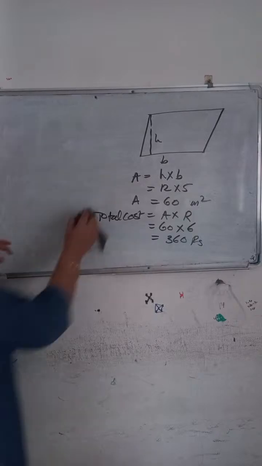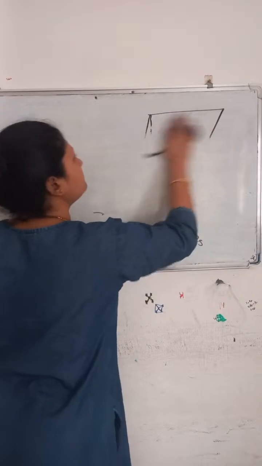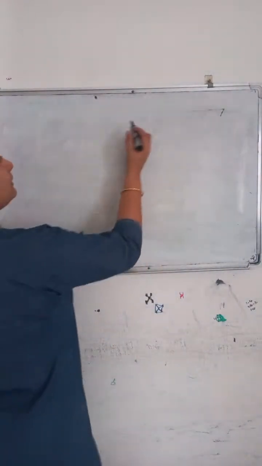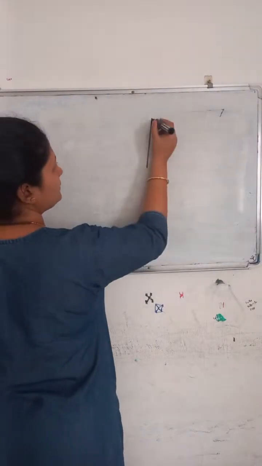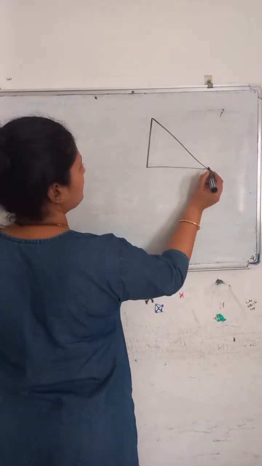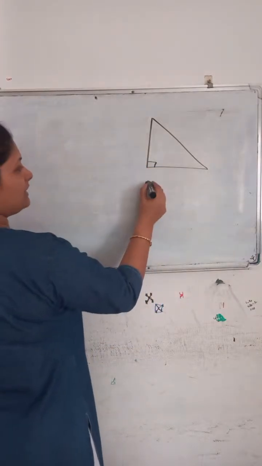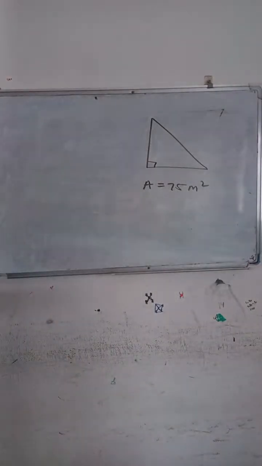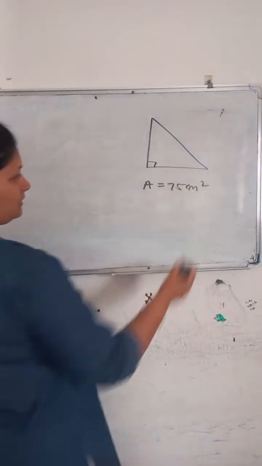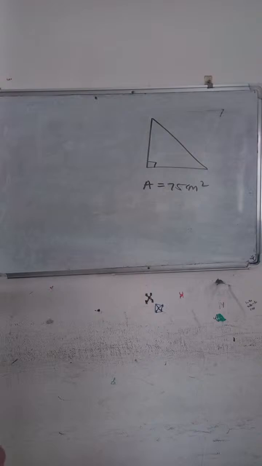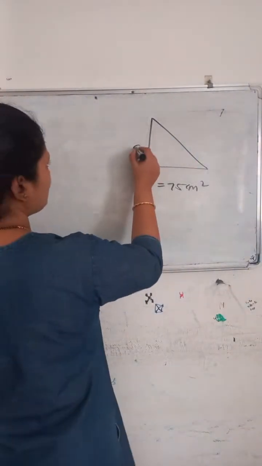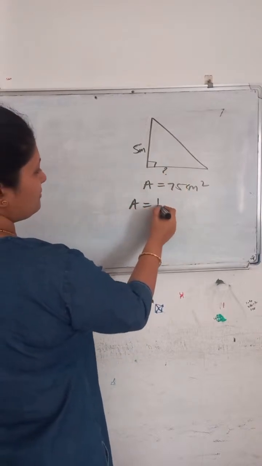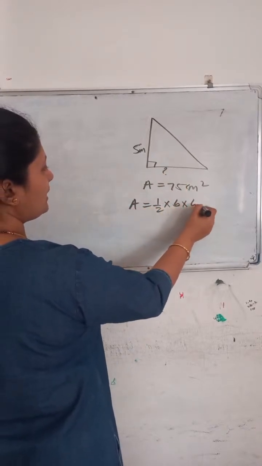Okay. So right angle triangle is given. So here we have the right angle triangle. And this area is given 75 centimeters square. Then they are saying one of the sides is 5 centimeter. Then find out the other. So area is nothing but what? Half into base into height.